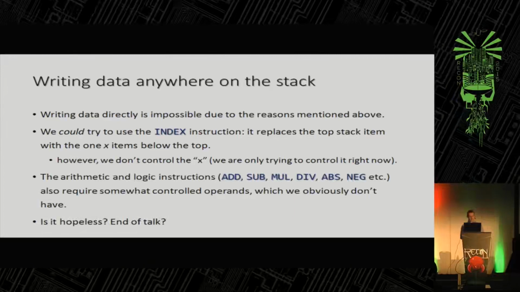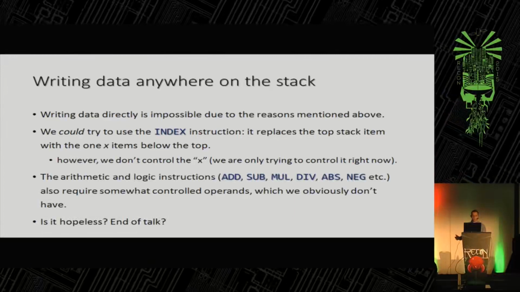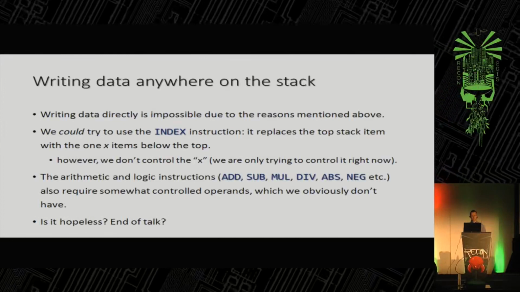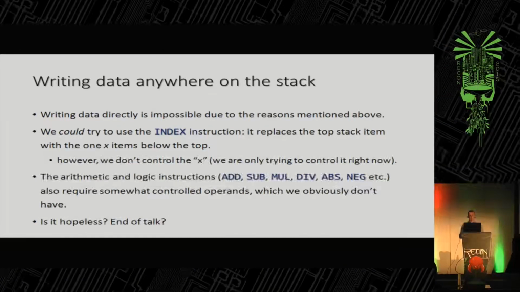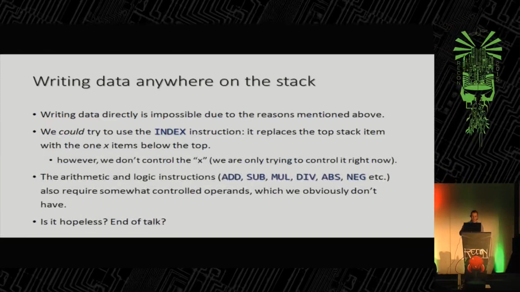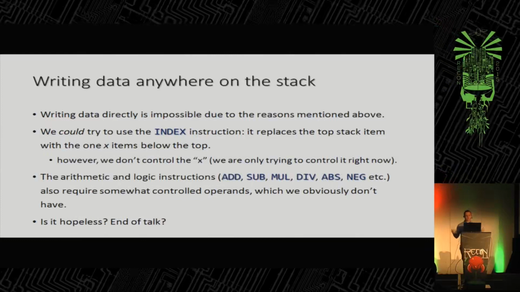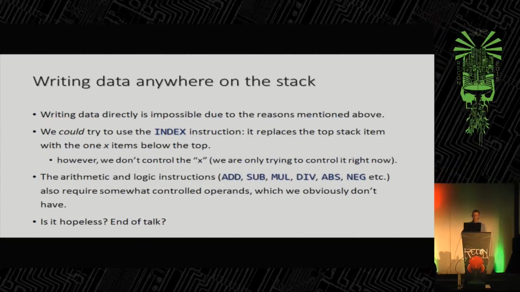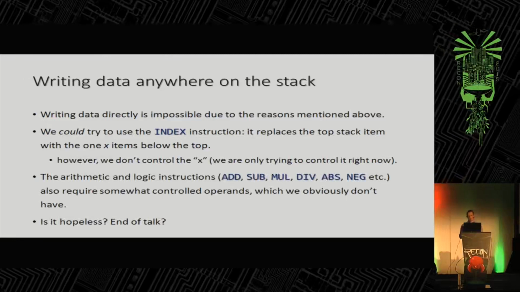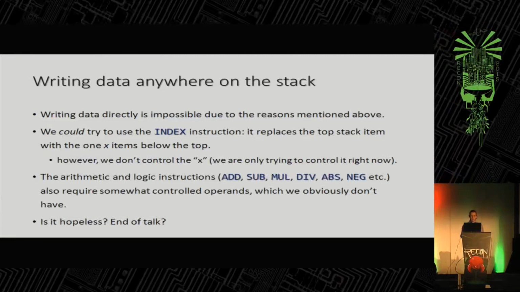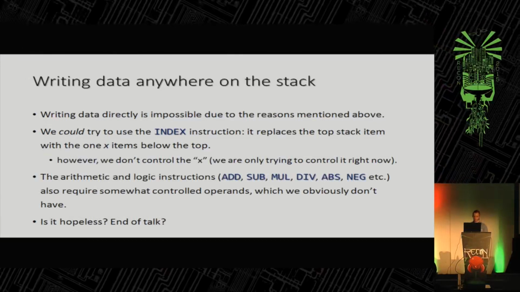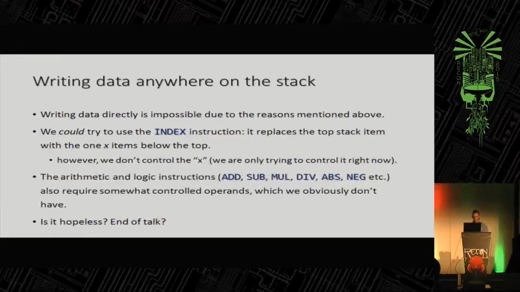Well, if we think about what we can do in this condition, we could maybe try to use the index instruction. That was my first thought, because it replaces the top stack item with the one x items below the top, where x is the original value from the stack. However, it couldn't really work because we don't really control the x under our operand stack pointer, right? And also, the arithmetic instructions don't really help us either, because we don't control the original instructions, and they do require controlled operands for us.